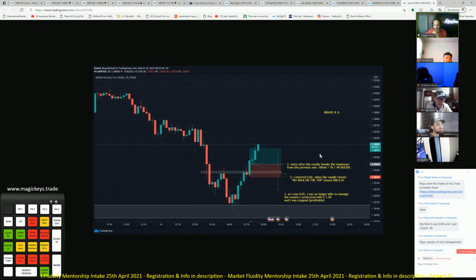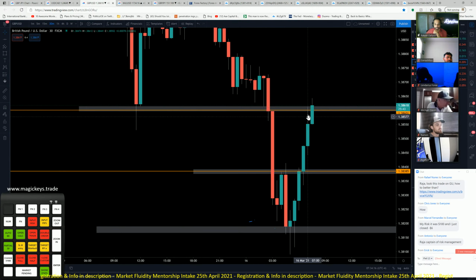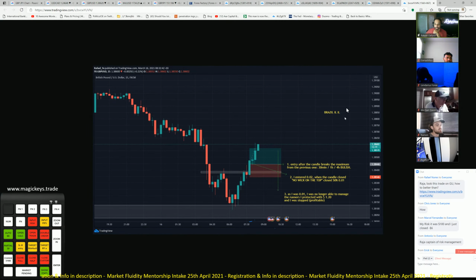All right, let's take a look at this. Look at this trade on GU: better than entry when the candle breaks the maximum of the previous. Entered 0.02, closed 50%, no longer needed to manage the trade, run is protected. Nice. It's a winning trade over here, a pretty good trade. If you look at the 30-minute time frame, you see it went up clean. There were no problems.